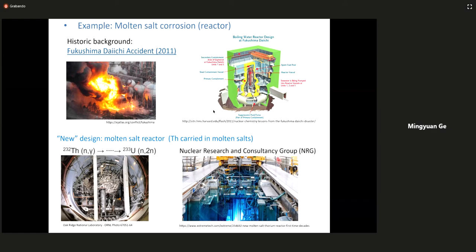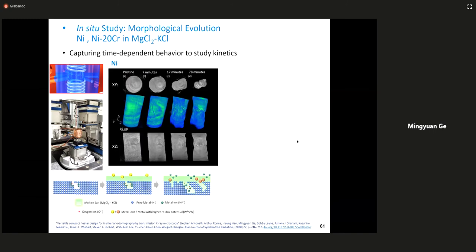For this kind of molten salt project, people want to understand to what extent the molten salt is safe, especially for the container. Previously, when using water, we know that stainless steel is very resistant to water corrosion. But for molten salt, is this steel good enough for holding the molten salt? So people do in situ experiments to see the effect of molten salt on the container.